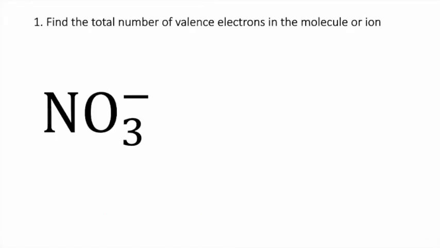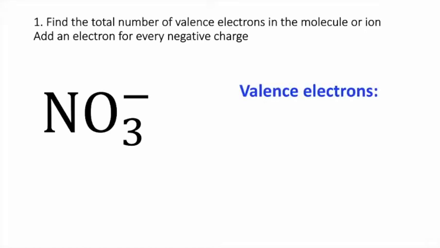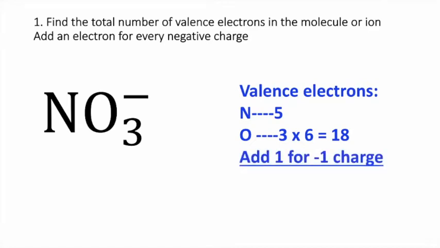We're going to start by finding the total number of valence electrons in the ion. And because this is an anion, we're going to add an extra electron. We see that nitrogen has 5 valence electrons and oxygen has 6, but we have 3 of those. So we have 18 electrons from the oxygen, and then we have to add 1 more for the -1 charge on this ion. So the total number of electrons we need to have in our Lewis structure is 24.